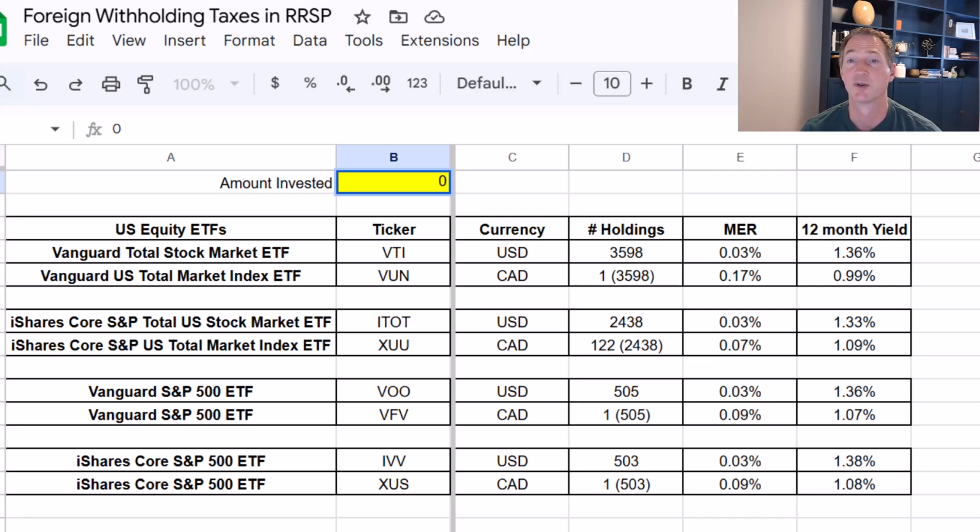So now, getting back to the foreign withholding tax, I'm using the 12-month yield for each of these. I realize that dividends and distributions don't work exactly like this, but for the sake of this video, I've just gone to the fact sheets and looked at what the dividends or the distribution was over the last 12 months for each of these ETFs. And you can see that over the last 12 months, VTI has paid out about 1.36% of how much you hold in VTI. Again, for the sake of this video, if I put in $10,000, then I'm just going to assume that 1.36% of the $10,000 gets paid out as a dividend.